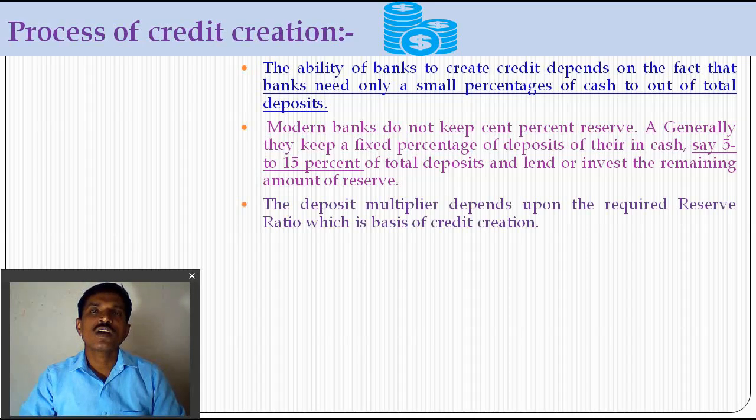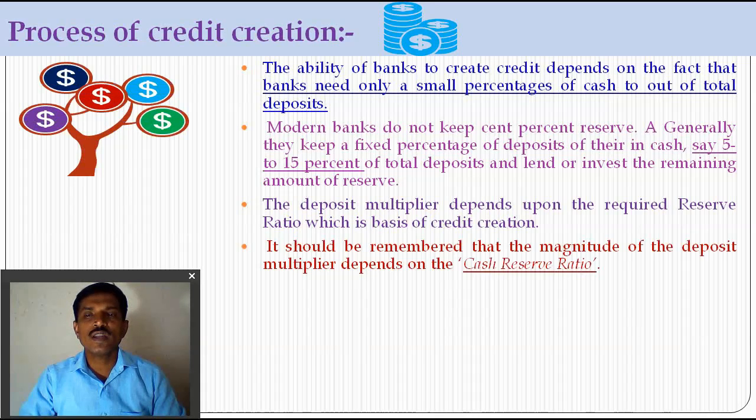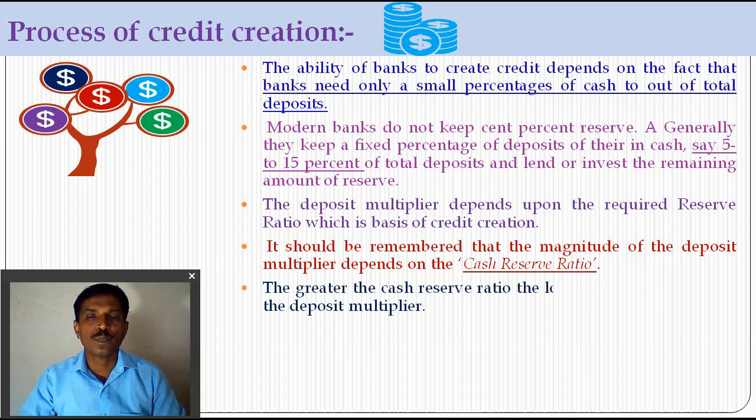How much cash is held in hand and how much cash reserve ratio is kept is decided by the central bank of the country. It should be remembered that the magnitude of the deposit multiplier depends upon the cash reserve ratio, which is decided by the central bank of the country. And in our country, the RBI decides the cash reserve ratio, how much cash to keep aside in proportion to the time and demand deposits.